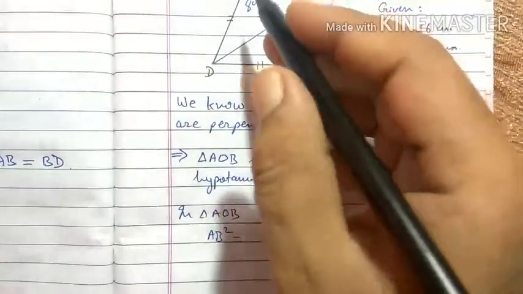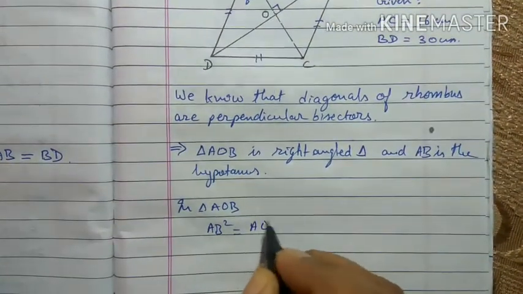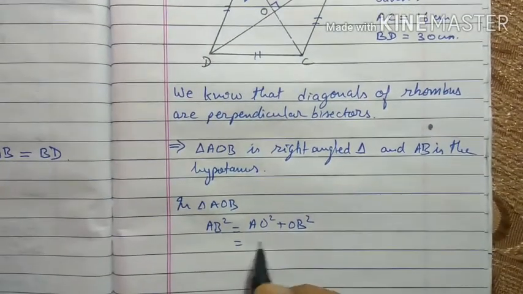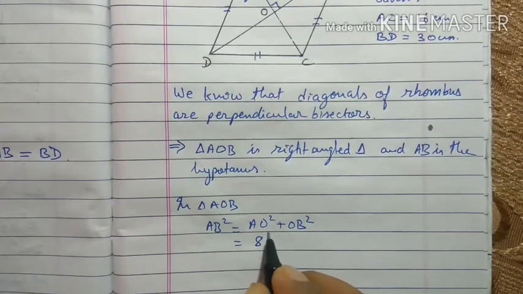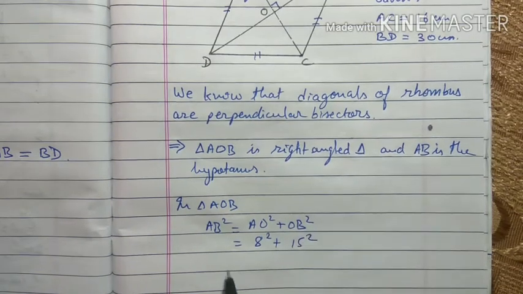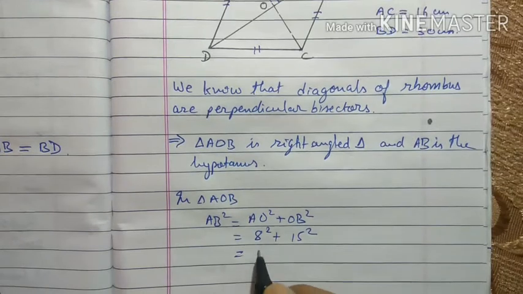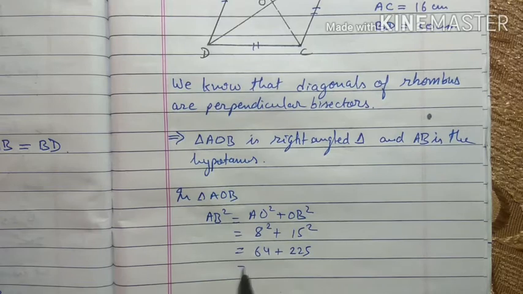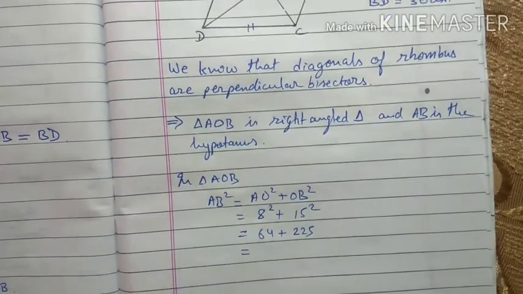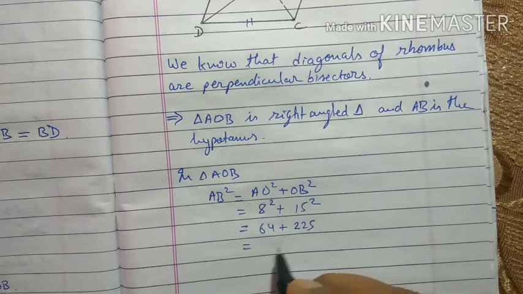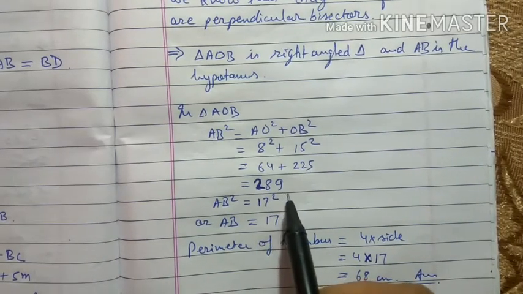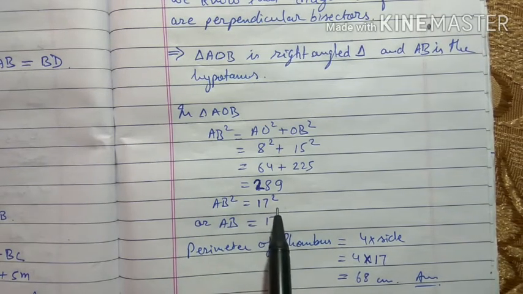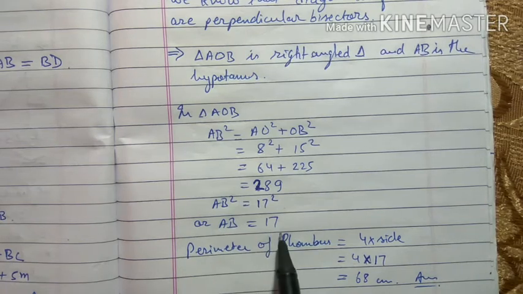AB square is equal to AO square plus OB square, and this will be equal to AO is 8 centimeter, so 8 square plus 15 square. Square of 8 is 64, plus square of 15 is 225. On adding these values, we'll get 225 plus 64 is 289, and 289 is the square of 17. So AB square is equal to 17 square. This implies that AB is equal to 17.